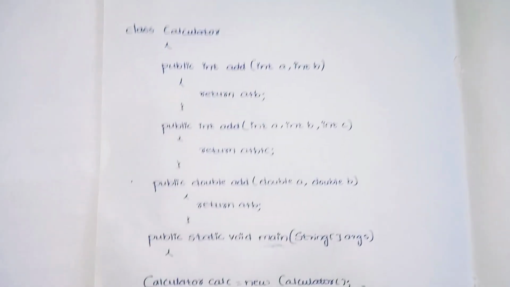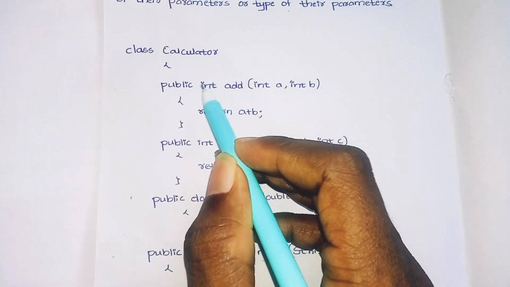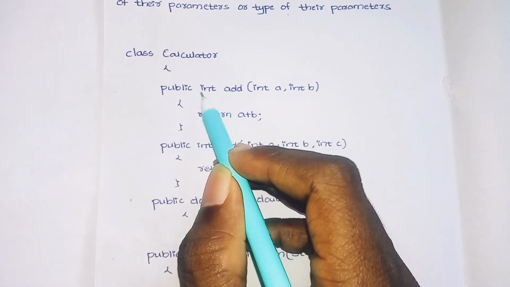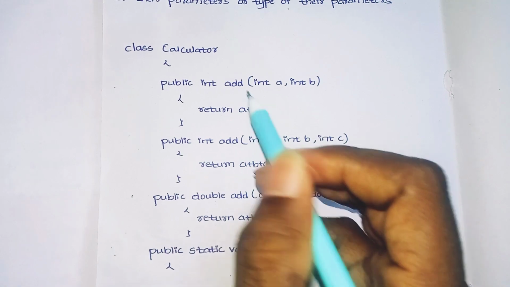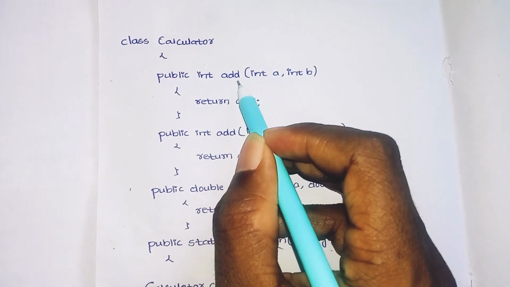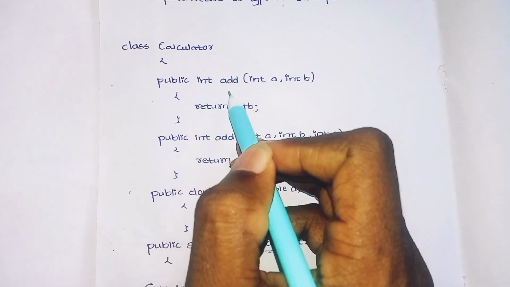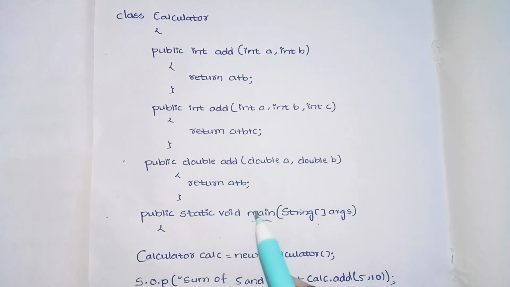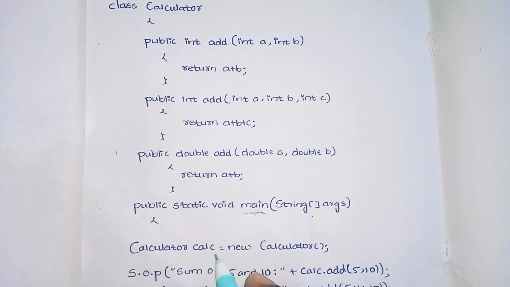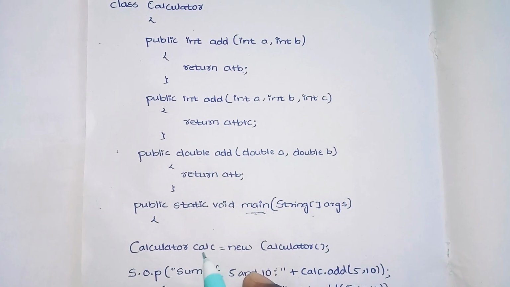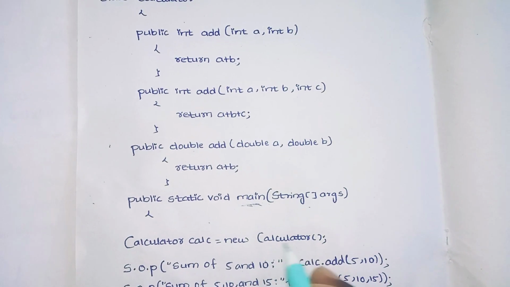The execution of Java code starts with the main method. Here I have not defined static, so it is a non-static method. All these three methods are non-static methods. So in order to call these methods we need to create an object for the class Calculator. How to create the object? Calculator followed by the reference variable, here calc, equals new keyword, used to create an object, followed by Calculator.